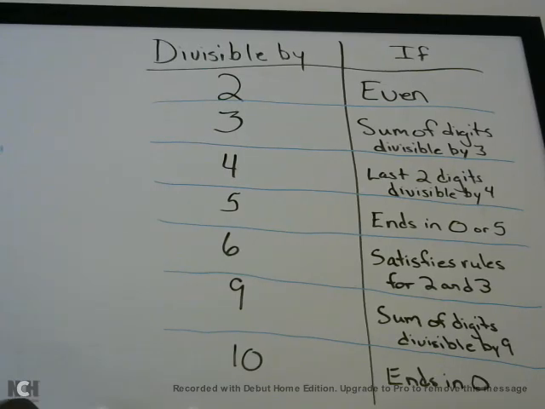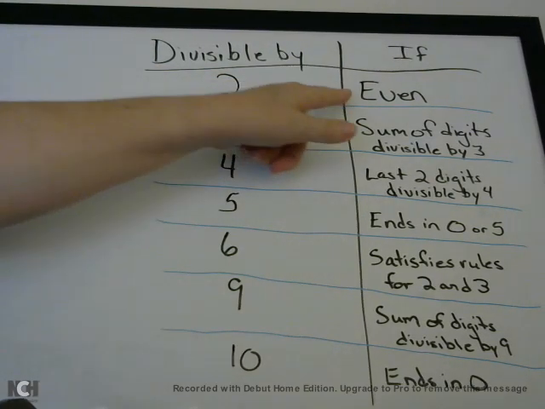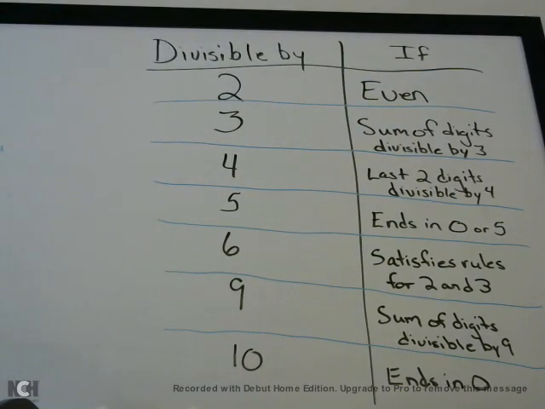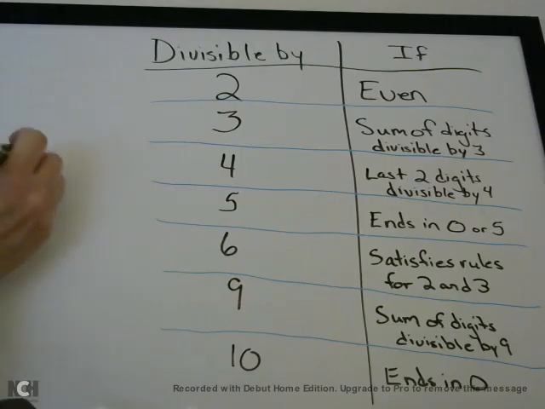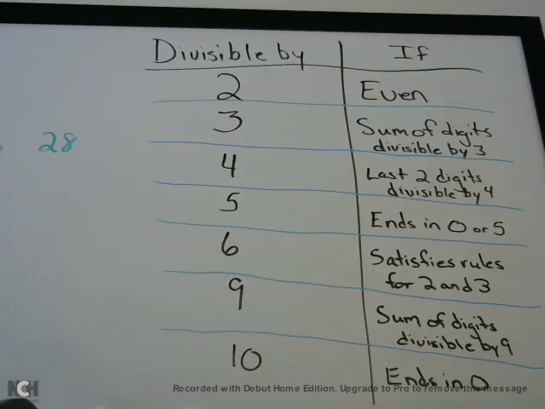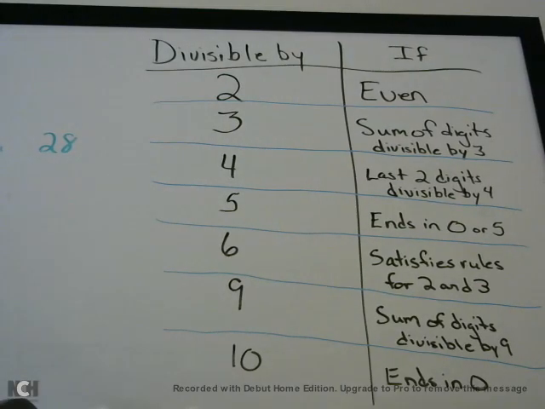So for example, if we want to know if a number can be divided by 2 evenly, and when I say evenly, that means there's no remainder, right? So if a number can be divided by 2, well, if the number is even, then we know it can be divided by 2. So remember, numbers that are even are going to end in a 0, 2, 4, 6, or 8. Those are all even numbers.